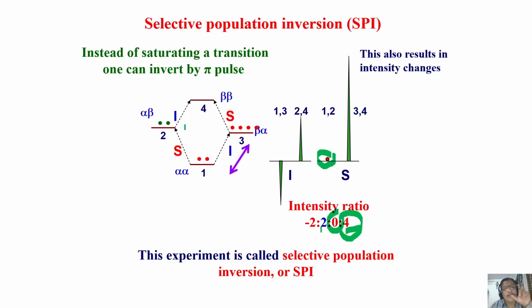The other is selective population inversion. In selective population transfer, you equate the spin populations, that's called saturation. In selective population inversion, particular transition populations are inverted between the energy states. That's all we have to do. Now, that was for homonuclear. I wanted to show you the difference.